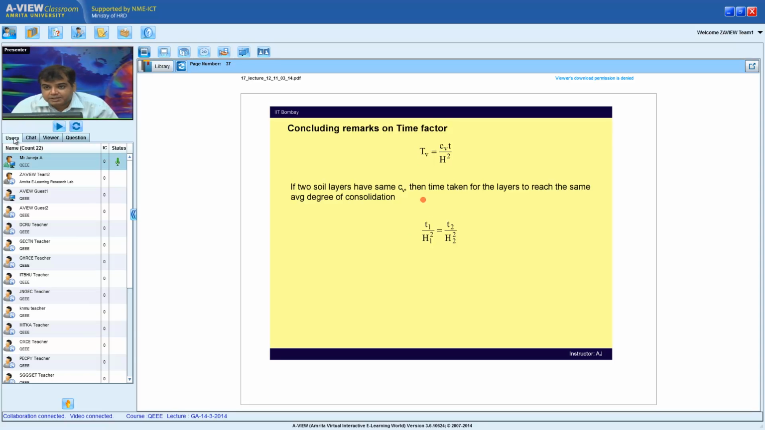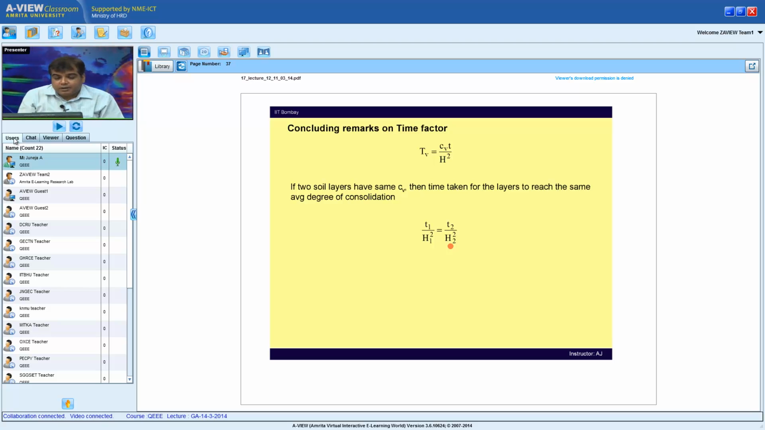I have this expression over there, CV would be the same, assuming CV for the entire layer remains the same. So I get T1 by H1 square equals T2 by H2 square, meaning thickness of the lab sample H2. Now remember, H is the maximum drainage distance the water will have to travel to reach the drainage level. In a lab test, if I have a single drainage, H2 would be the thickness of the lab sample, say 20 millimeters or 100 millimeters.